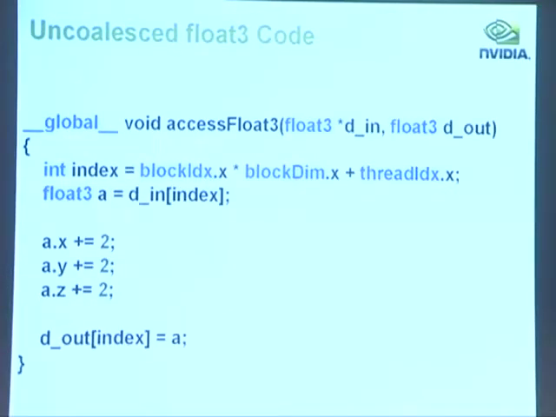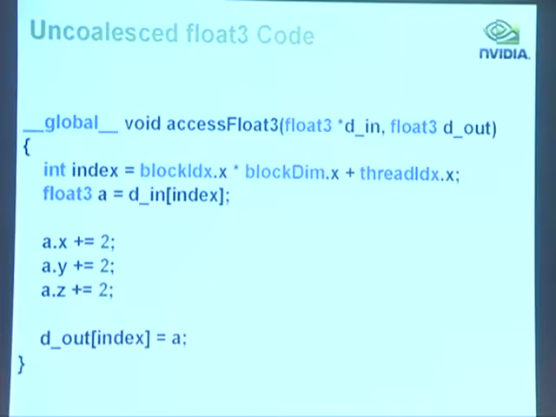Now here's the float3 example that someone asked about. Here's a kernel called access float3 that takes in a pointer to an array of float3s, and I think that should also be a pointer to an array of float3s for output. Each thread computes its global index within the array, which is its block ID times the block dimension plus its thread ID within the block. Then it reads a float3, increments each of the elements of the float3, and writes it out.